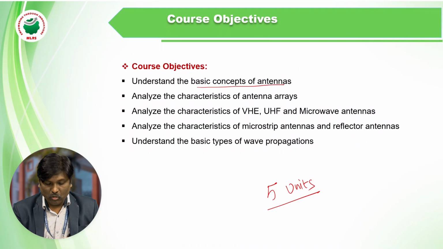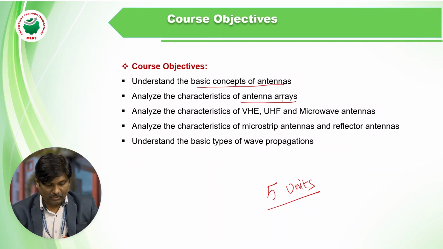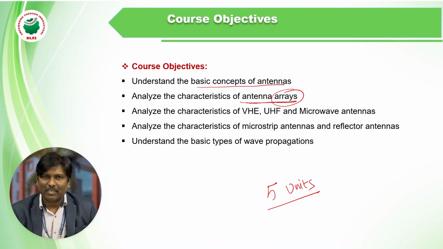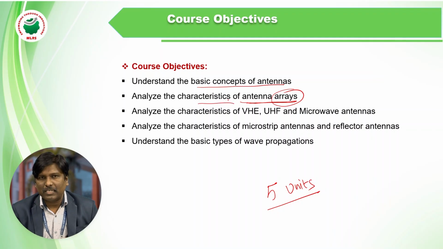Now we move on to the second objective, analyze the characteristics of antenna arrays. An array is a group of similar antenna elements. We are very familiar with the word array as a group of similar objects or similar things. Here I am using antenna arrays, that means I am considering a group of similar antennas or antenna elements. So what are the characteristics while we are considering a group of antennas? That is our objective.